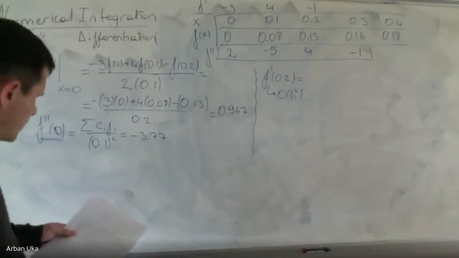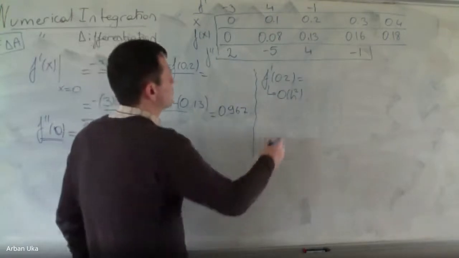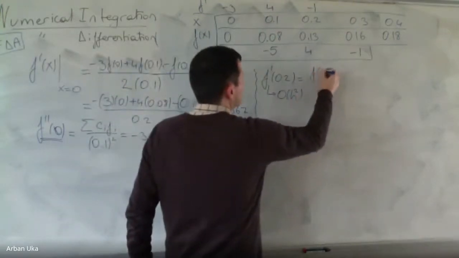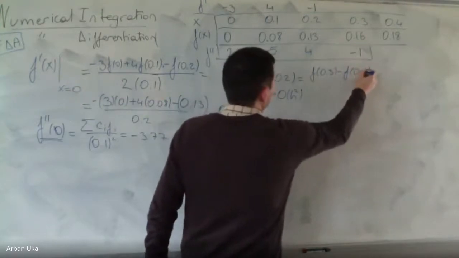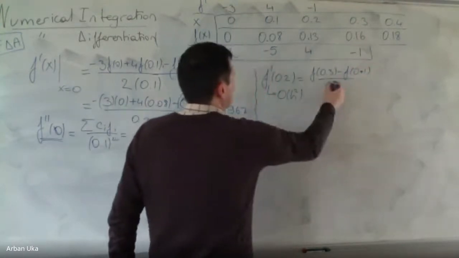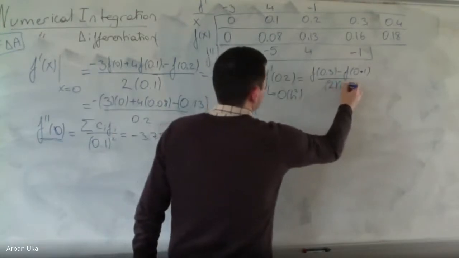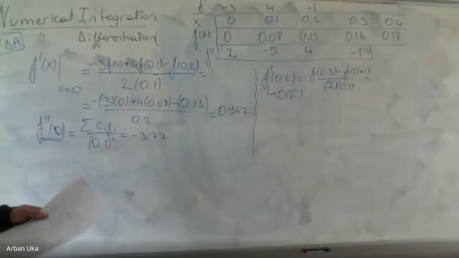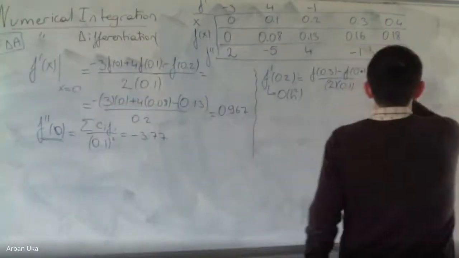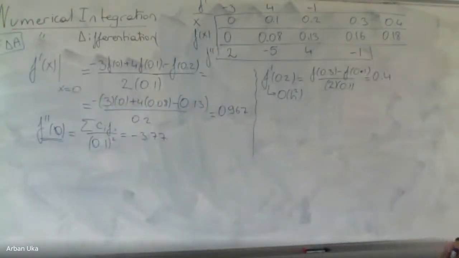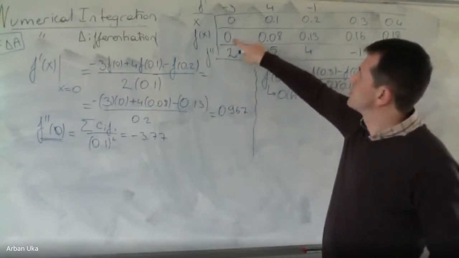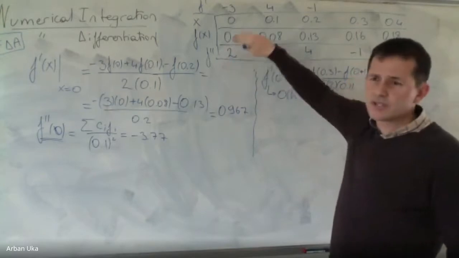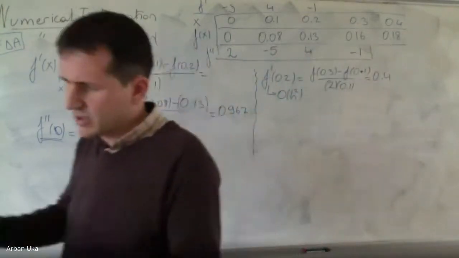use the function of 0.3 and 0.1. So we can say here f of 0.3 minus f of 0.1, divided by 2h, 2 times 0.1. We should be good, because this one should have an error of O(h squared), and we get 0.4 here. Okay? But we were forced to use forward differences here because we were asking for the slope of the function right at that edge.